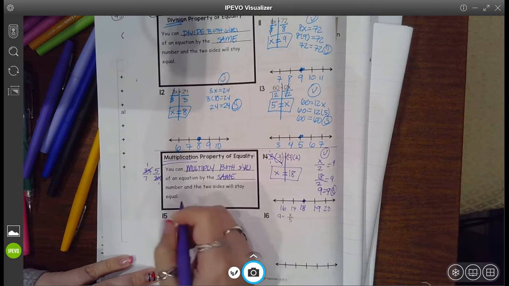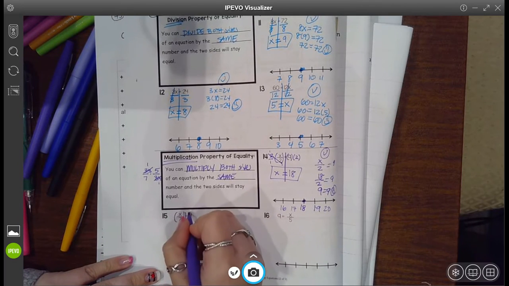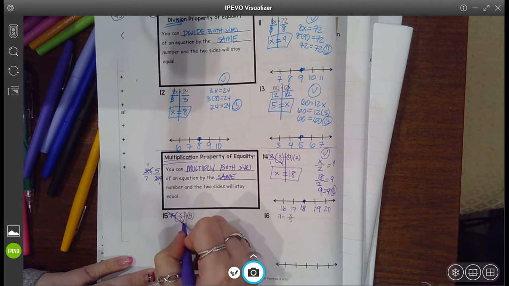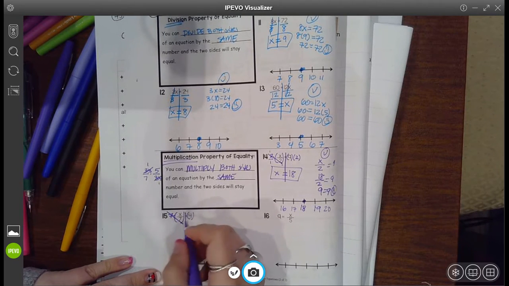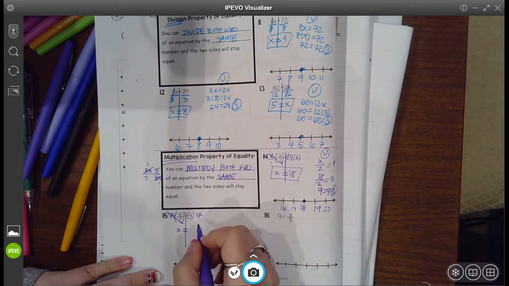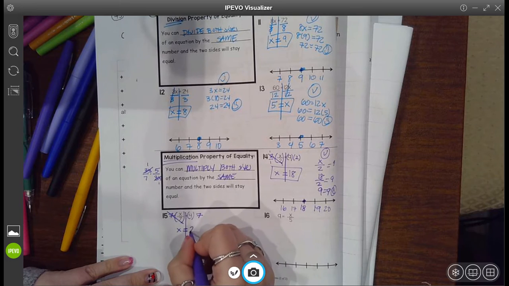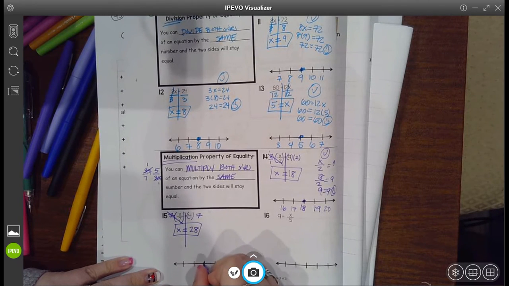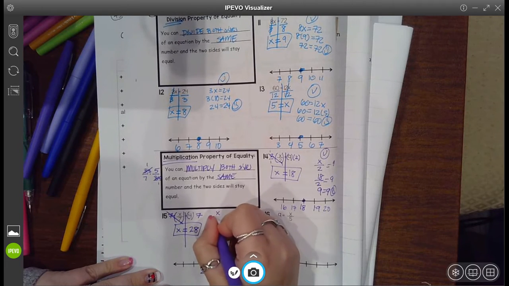Okay, this one is saying divided by 7. So the inverse of that is to multiply by 7. Those now cross cancel and become 1. 1 times x is x. Whatever you do to one side, you got to do to the other. So 4 times 7 is 28. I think 28 is the answer, but let's just double check.